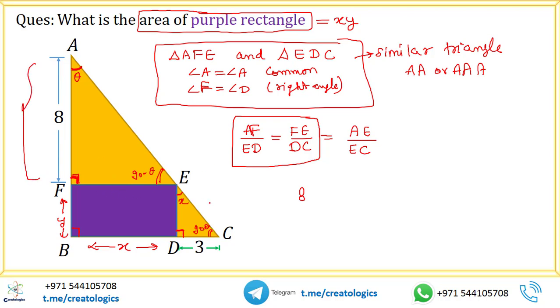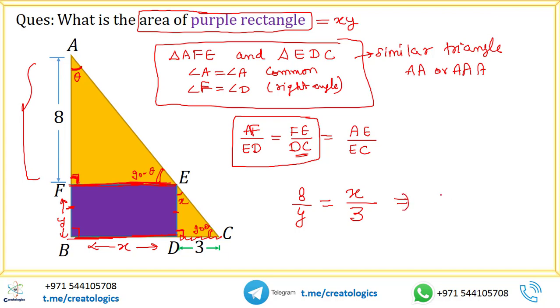What about ED? ED is the same as FB because these are two opposite sides of the rectangle. We considered FB as y, so ED is also y. So I can say 8 over y is equal to FE upon DC. What is FE? Since we considered BD as x, BD and EF are equal obviously. So this is going to be equal to x over DC. DC is also given as 3 units.